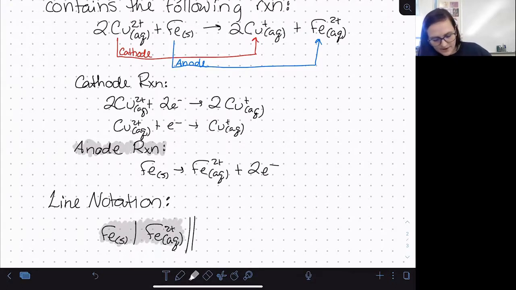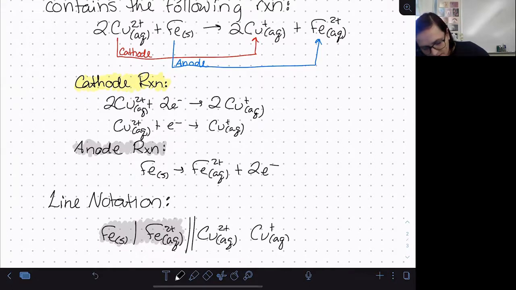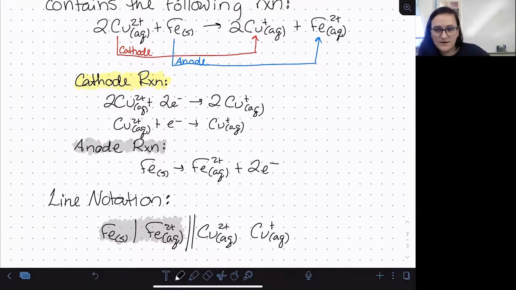Our cathode reaction has Cu2+ reacting to form Cu+. Both of these are aqueous. They're in the same state of matter in the same container. So this is where we use a comma to separate these two things instead of that single vertical line. So these are the reactant and product of my cathode reaction, but you will notice that there is no solid metal here. So this is one of those cases where we need to add something extra in order to make this work.